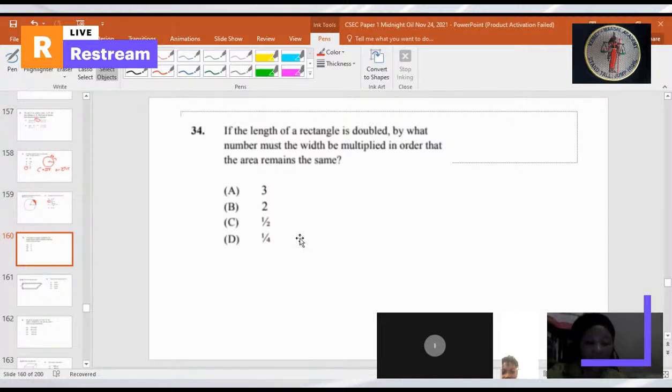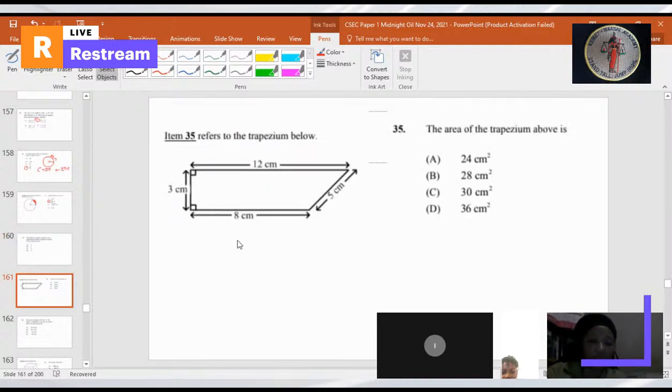So you understand, right? If you want the area to remain the same, if you do something to the length, you have to do the opposite to the width, the inverse, for it to balance out. So if you double the length, you have to half the width. If you half the length, you have to double the width for it to remain the same area.